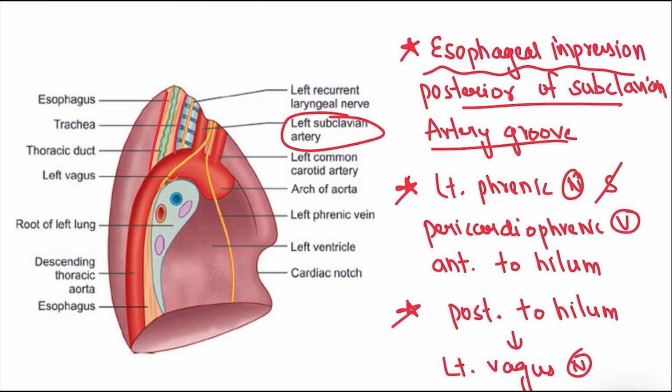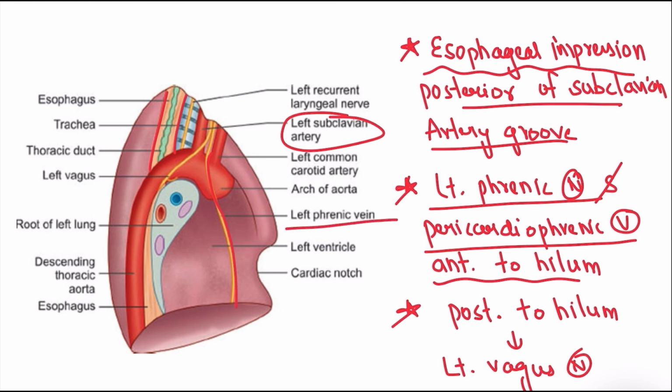As this is the left lung, we know there are the left phrenic nerve and pericardiophrenic vessels anterior to the hilum. We have the left phrenic nerve and left pericardiophrenic vessels anterior to the hilum. Posterior to the hilum, we already know that it is the left vagus nerve. As this is the left lung, we have the left vagus nerve running through the posterior of the hilum.